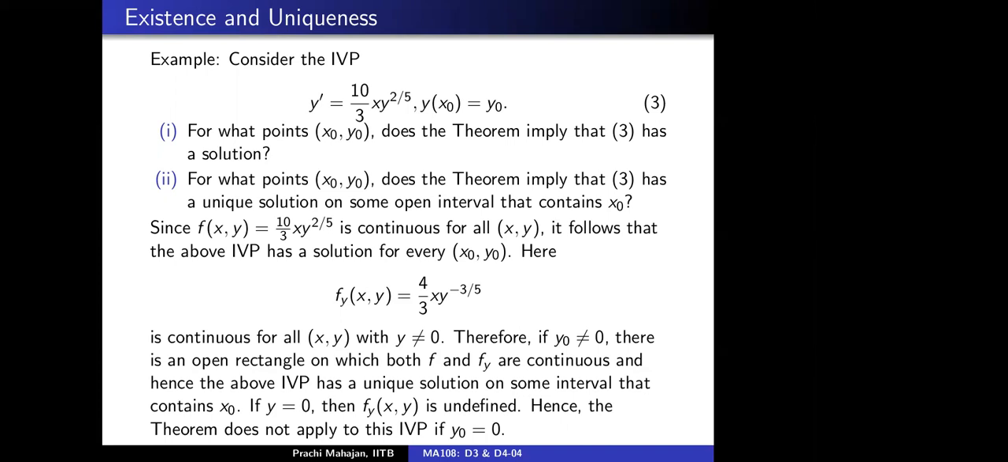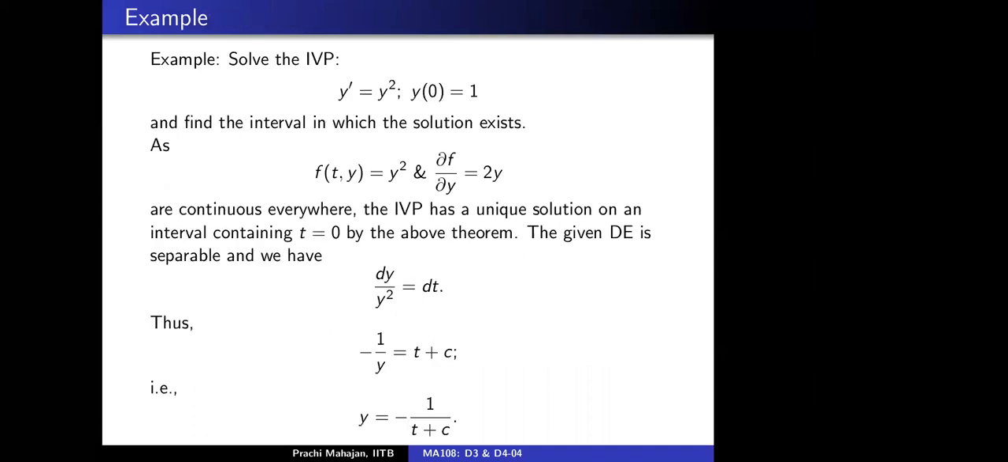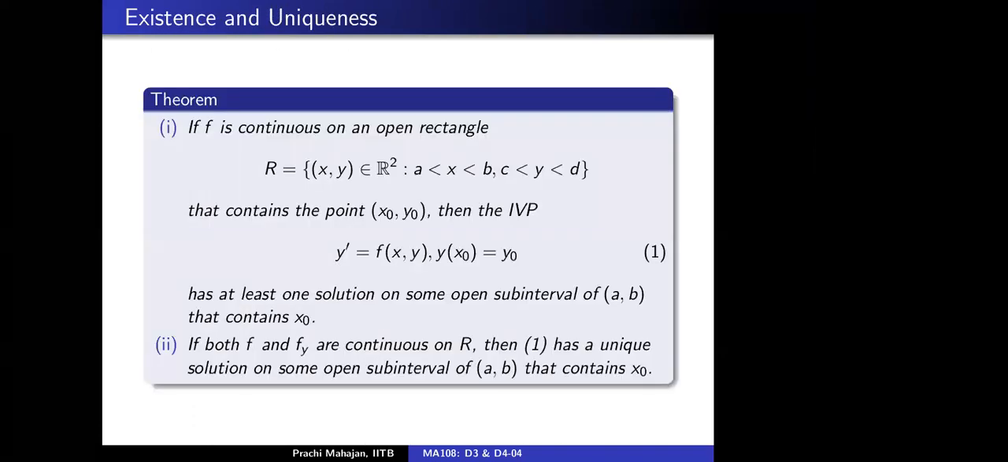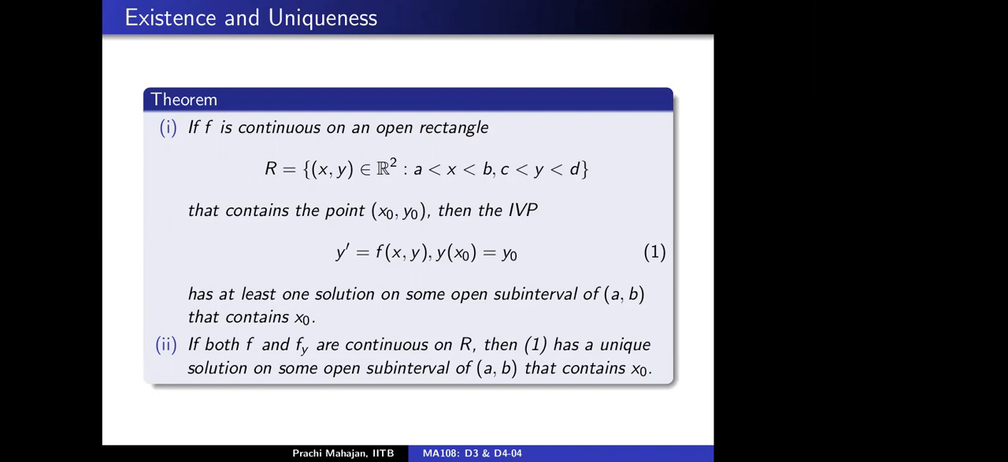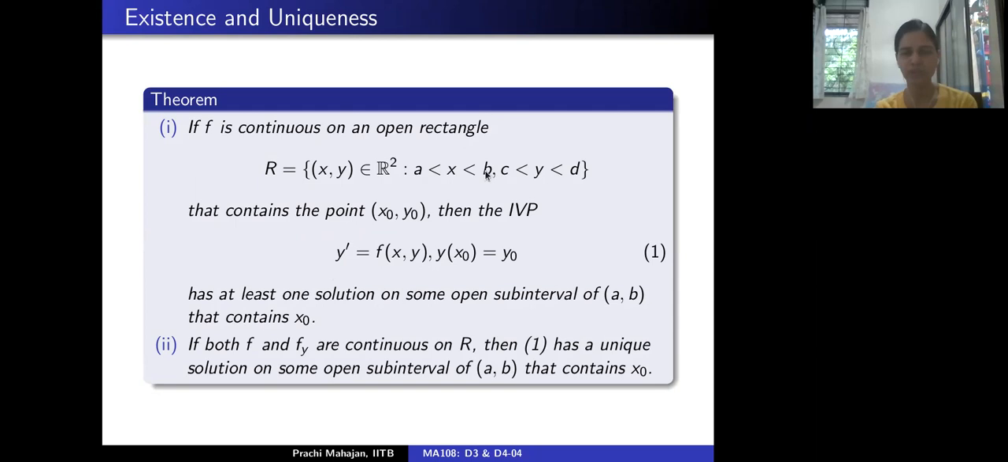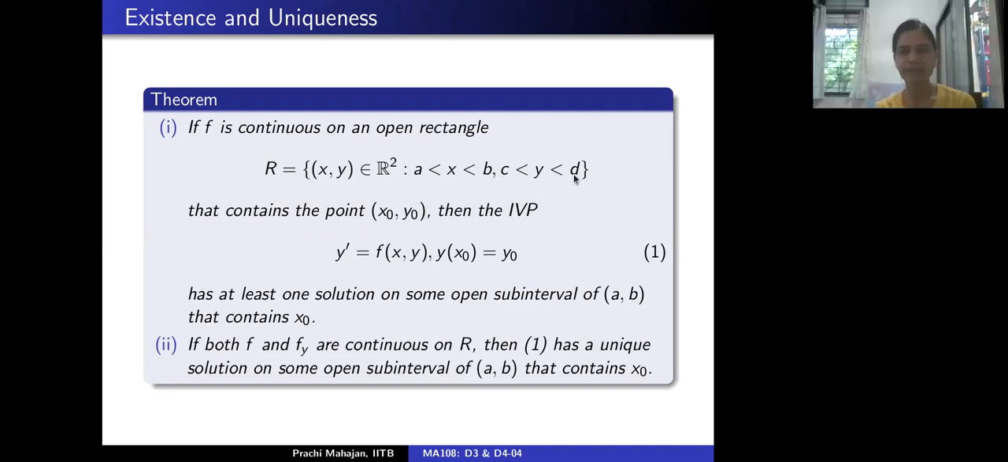I'm trying to construct a domain, like a domain to apply the theorem. Rectangle, yes, rectangle. So my interval is -infinity to infinity, and x and y belong to... A is -infinity, B is infinity, is what you're trying to say. Yes, ma'am. And C is -2 and D is 0.